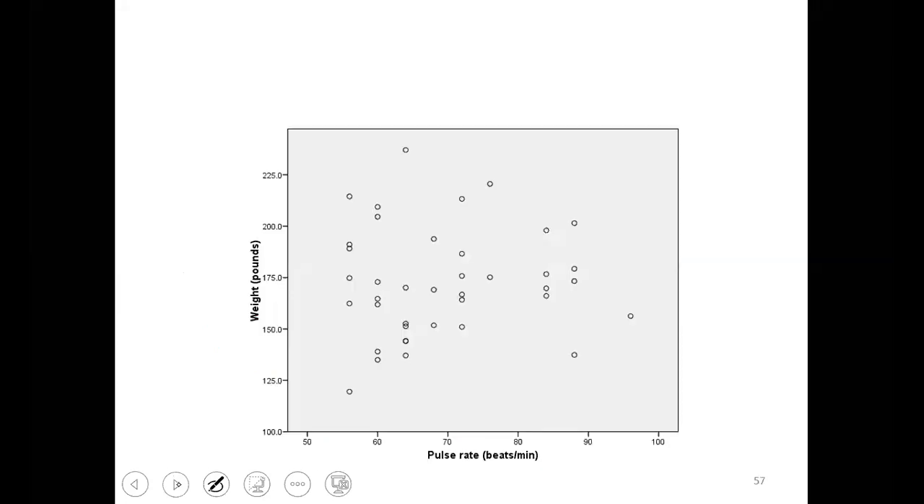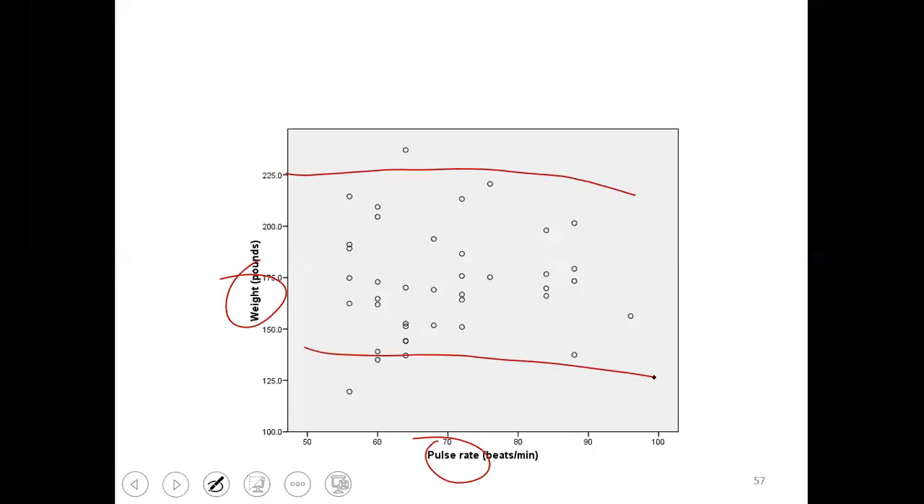This is one. Now look at this example, pulse rate versus weight. I simply put, actually it should be the other way around. So look at the diagram. There's no pattern showing. It is scattered all around. So no relationship at all, right?